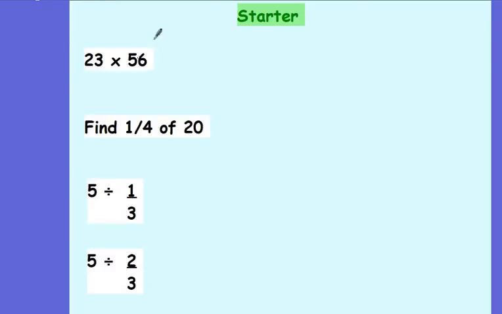Right, let's go through the answers. So the first one, you might have done a column or a grid. Either is absolutely fine. I'm going to do a column method. 3 times 6 gives me 18. 2 times 6 gives me 12, plus 1 gives me 13. I need to put a 0 in before I look at my tens.